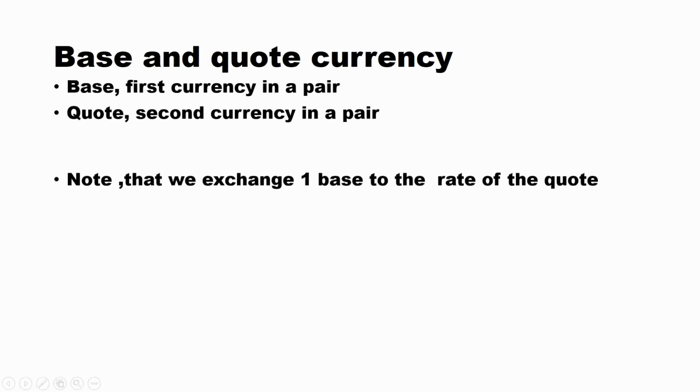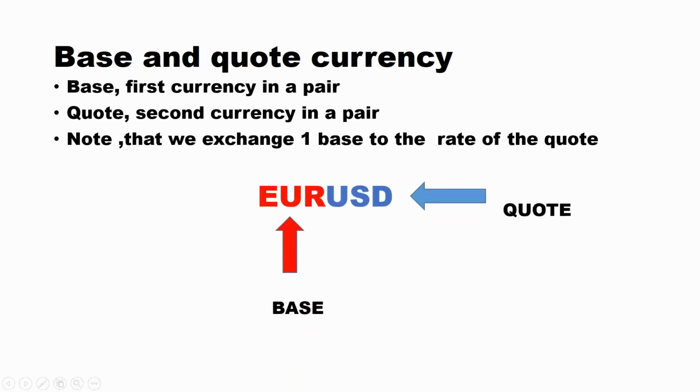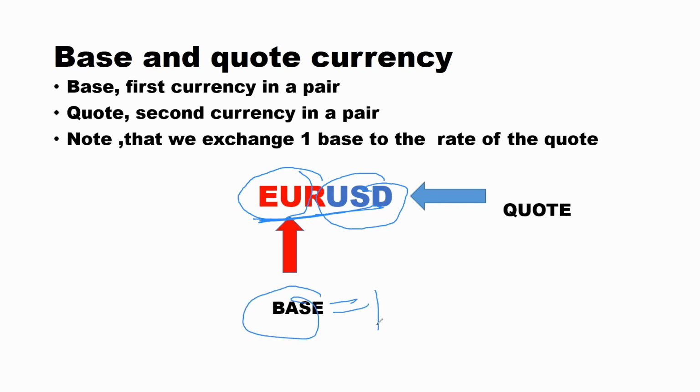Right? Now, let's talk about the base and the quote currency, right? Remember, we said that in a pair, we do have this first currency here. Now, this first currency is what we are calling the base, while the second one is what we are calling the quote. Now, usually the base currency is equivalent to 1. Always, it's equivalent to 1. And then the quote currency is the one that takes the exchange rate.